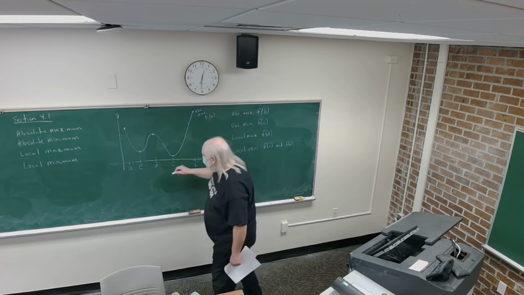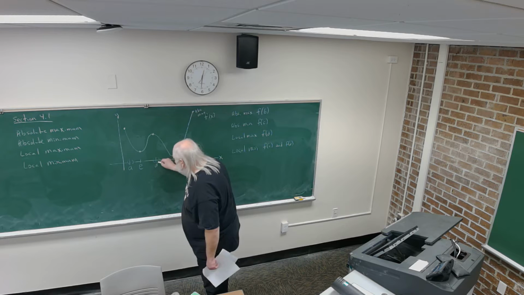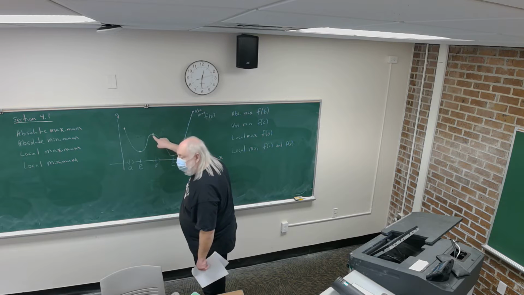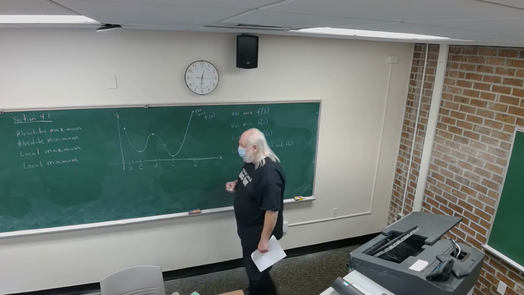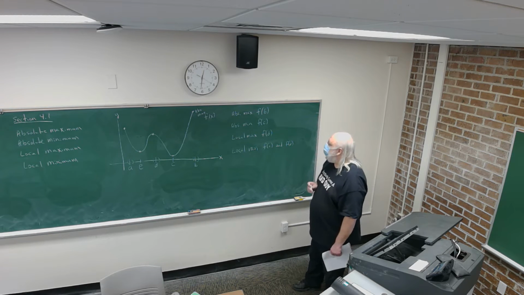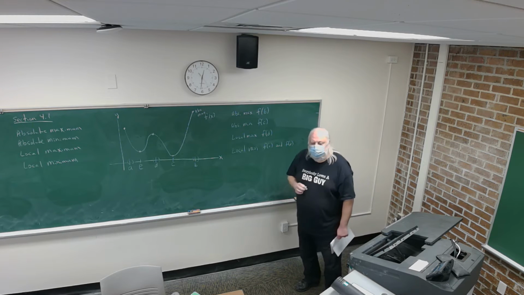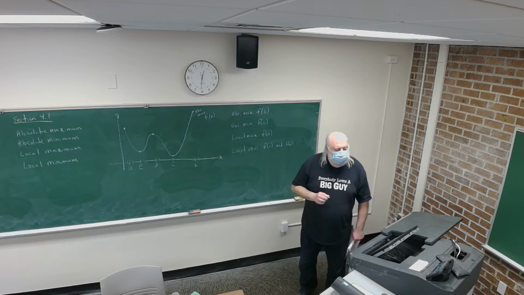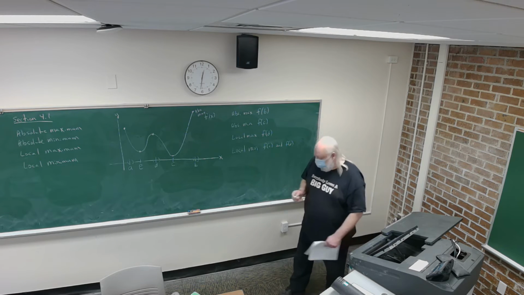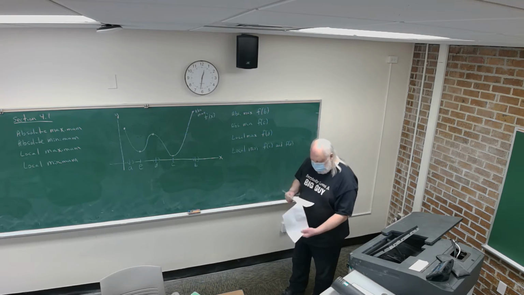So this is a local maximum. That's for values of x greater than d, and for values of x less than d, this function value is greater than the neighboring function values. Okay. All right. It's a good question. Any other questions? So this is sort of a quick review of what we did yesterday. Okay. So let's move on.